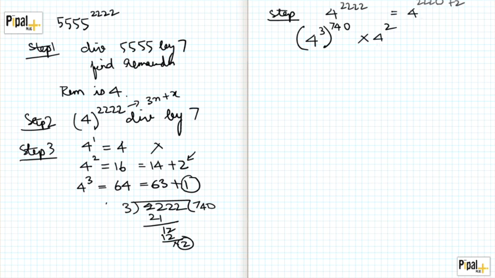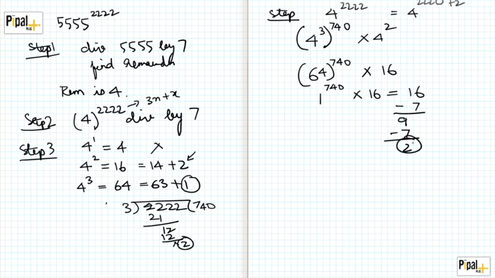So 4 to the power 2220 is now split like this. So this becomes 64 to the power 740 into 16. But 64 is going to leave a remainder 1. So this is 1 to the power 740 into 16. So the remainder is 16. But can remainder be 16? No. So I got to divide 16 by 7 and find the remainder again. I remove a 7. It leaves 9, I remove another 7, it leaves me 2, right? So this is the remainder when 5555 to the power 2222 is divided by 7.